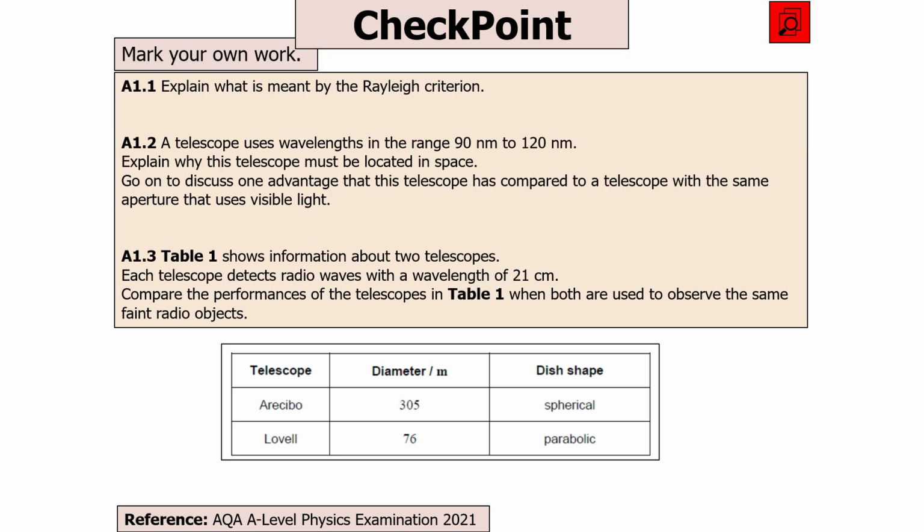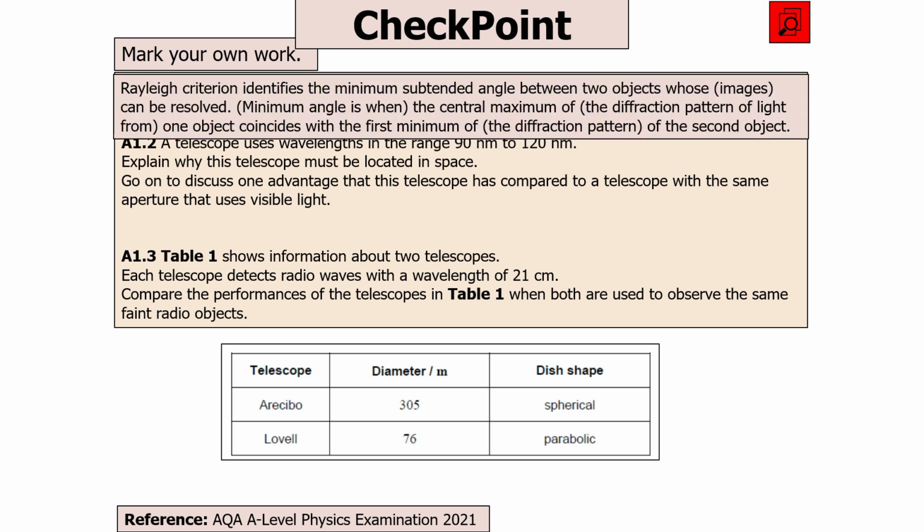So, to answer this first question, you've got to know the definition of the Rayleigh criterion. It identifies the minimum subtended angle between two objects whose images can be resolved. You've got to give more detail though, because it's the minimum angle when the central maximum of the diffraction pattern from one object coincides with the first minimum of the diffraction pattern of the second object. Learn that definition. It's very key and very crucial, not just the equation.